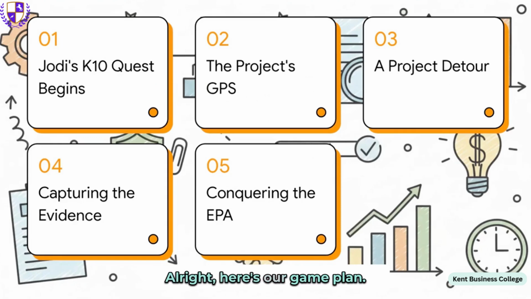All right, here's our game plan. We're going to follow Jody's quest to figure this all out. We'll introduce a really powerful analogy, the project's GPS. Then we'll see her navigate a real-world project detour, figure out how to capture the evidence for her portfolio, and finally, how to absolutely crush it at the endpoint assessment.